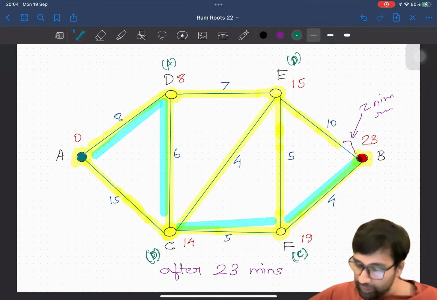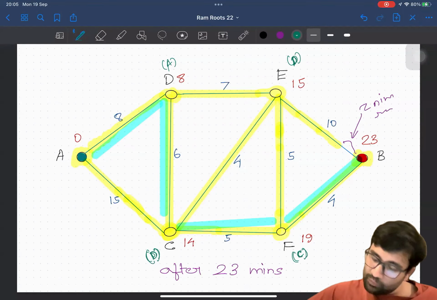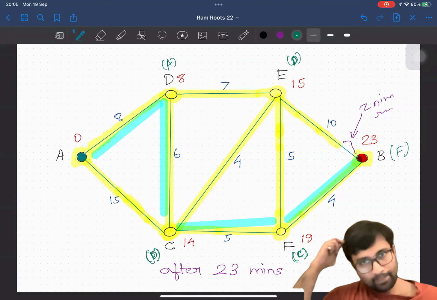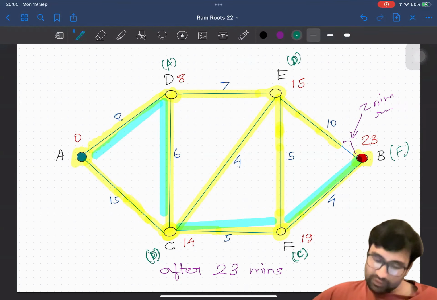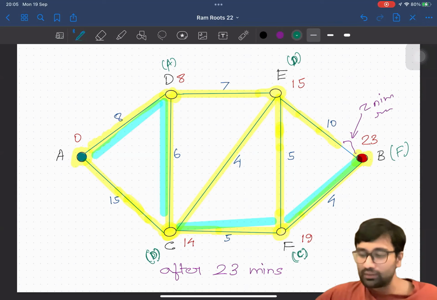And then another 4 minutes passes and the fire reaches from F to B. So B knows that the fire came from F. Right? So now we can find out the fastest way to go from A to B by following the fastest path taken by the fire, right?